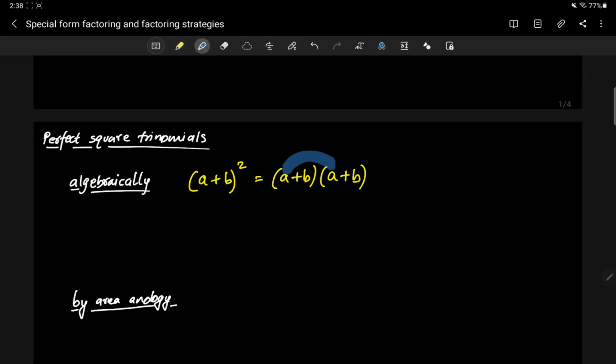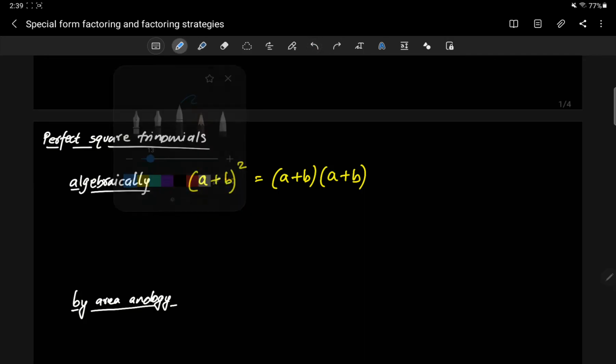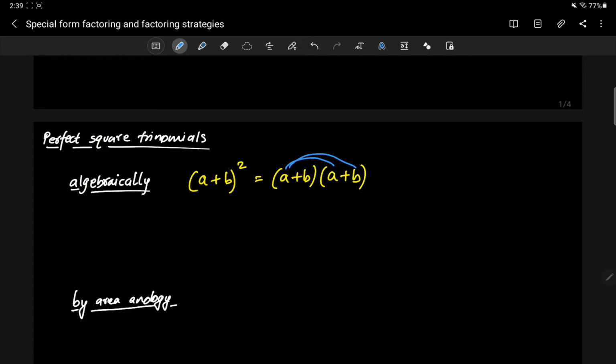Now in this case, when you FOIL out, a times a, a squared, plus ab, the b times a is no longer negative, so it doesn't cancel out. Instead, it gives you a squared plus 2ab plus b squared.